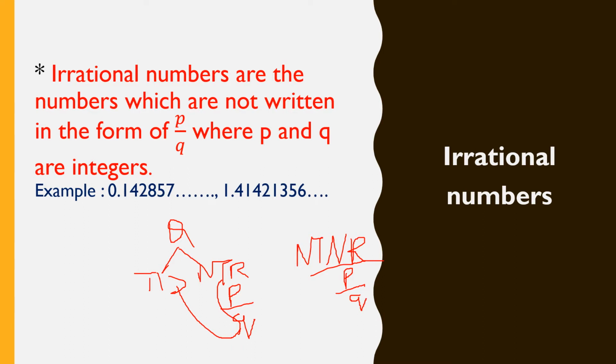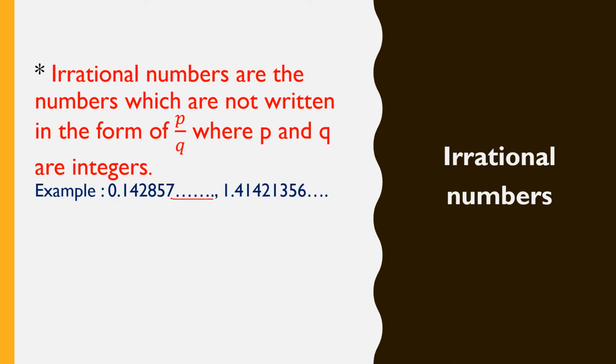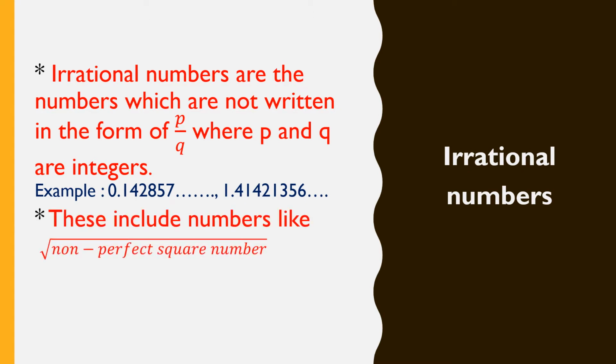Non-terminating, non-repeating numbers are the numbers which are not in the p by q form, meaning the digits continue after the decimal, but the same digit will not continue, different digits appear. So if there is no continuity of the same digit after the decimal, then such numbers are called irrational numbers. Clear? We can also state the irrational numbers as root of non-perfect square numbers.